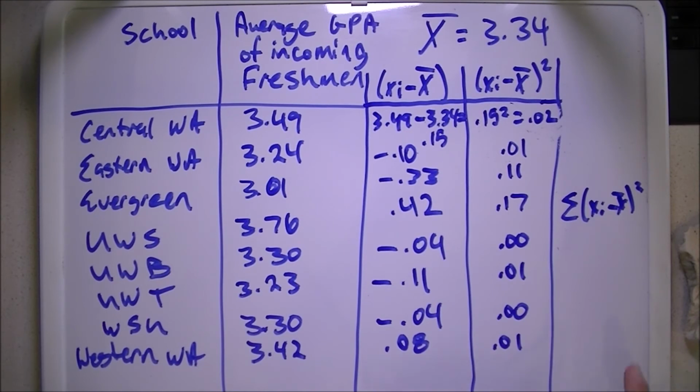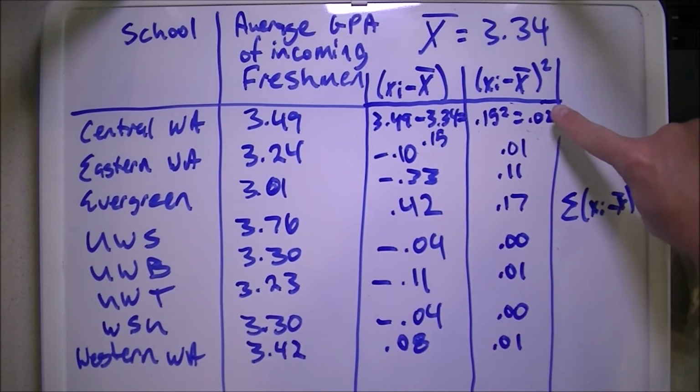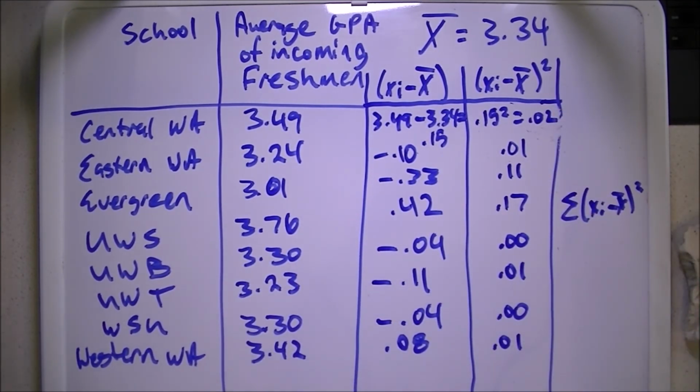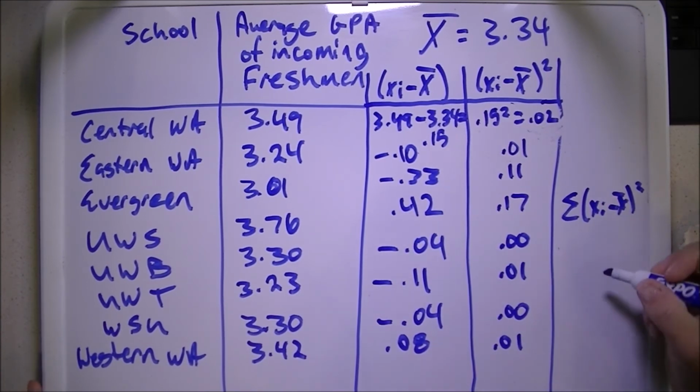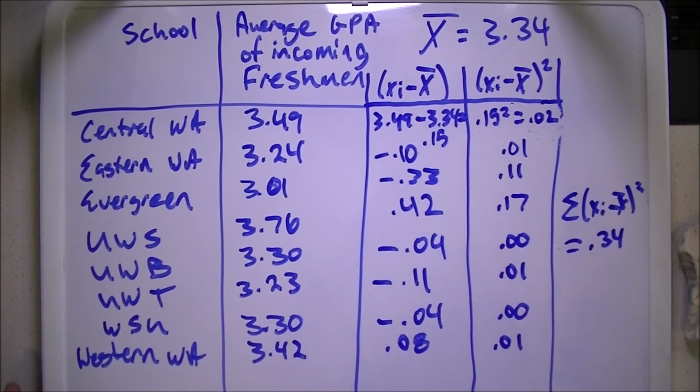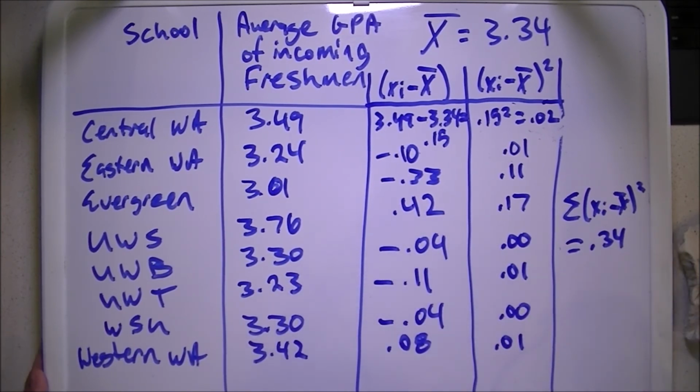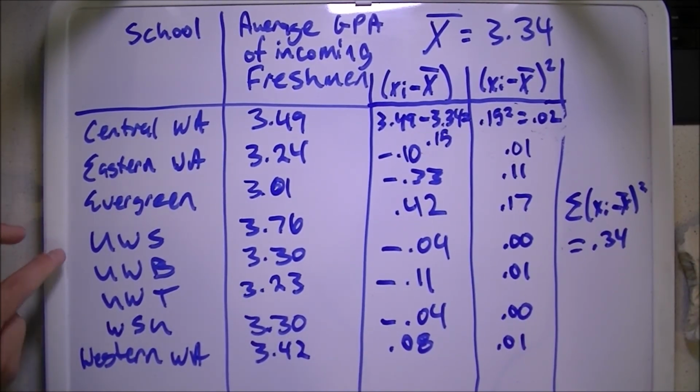Next, what we have to do is sum the squared deviation scores. So what we need to do is take all of these scores and add them together. That's what summing means. Again, I've done this previously, so what I have here is 0.34. That is our summed squared deviation scores. Then to move on to calculate variance and standard deviation, we need to divide this number, our sum of the squared deviation scores, by our sample size. In this case, we have 1, 2, 3, 4, 5, 6, 7, 8 different cases.